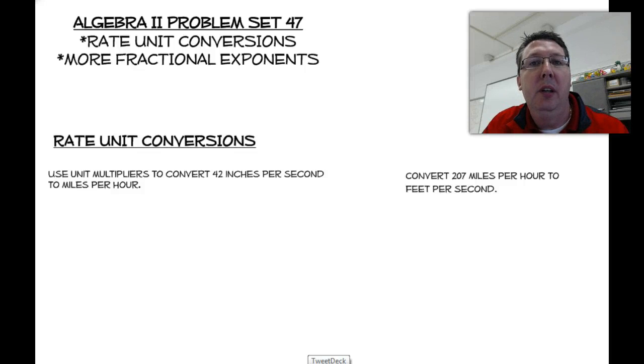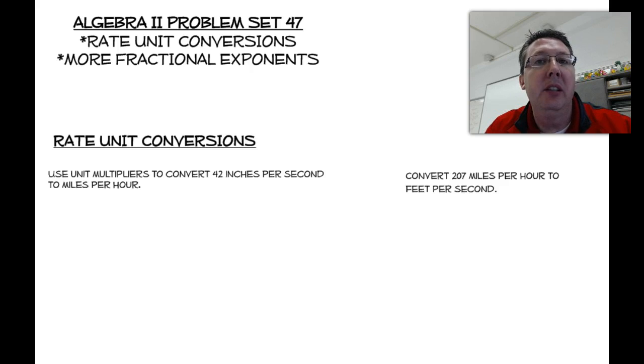Hey, Algebra 2. Today we're going to look at lesson 47, which has two topics. One is dealing with rate unit conversions, and the second topic is we're going to do a little more with those fractional exponents and converting and simplifying with those. So first we're going to talk about rate unit conversions.